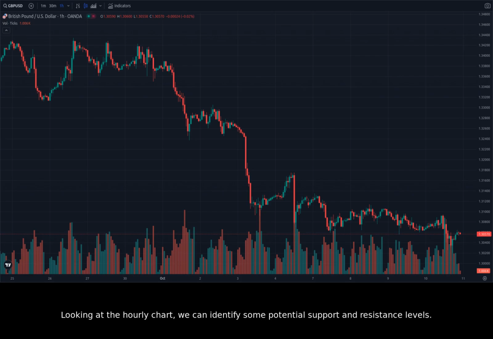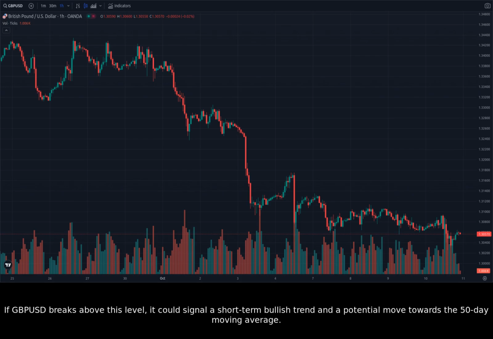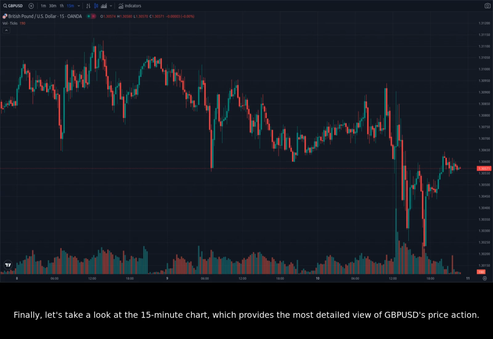Looking at the hourly chart, we can identify some potential support and resistance levels. The 1.3050 level is a key support level, as it represents the recent low. The 1.3093 level is a key resistance level, as it represents the day's high. If GBPUSD breaks above this level, it could signal a short-term bullish trend and a potential move towards the 50-day moving average.